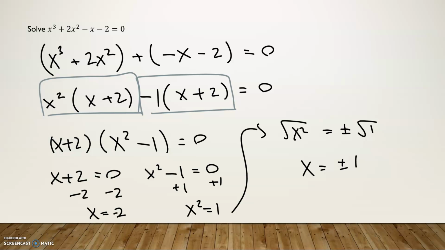Okay, now notice the highest degree for this one was x cubed, so it was 3. So I should have 3 answers, and I have x equals negative 2, x equals a positive 1, and x equals a negative 1.